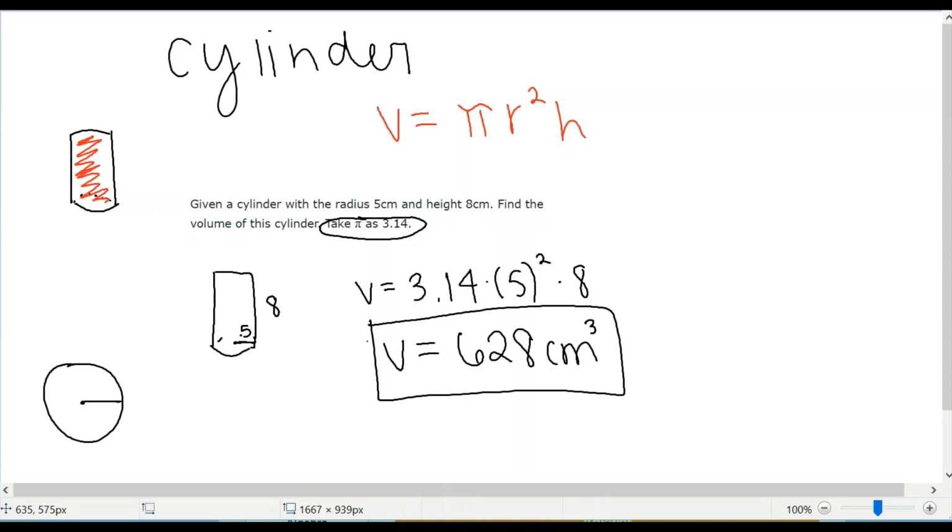I just want to caution you guys to beware if instead of radius, they gave us the diameter, because a lot of times the problem will say the diameter is blank. So if they give you the diameter in this problem, they would have said, hey, the diameter is 10, the height is 8. Make sure you don't plug in 10 because in the formula we use radius, not diameter. So just a little caution for you there. Make sure you pay attention to that.